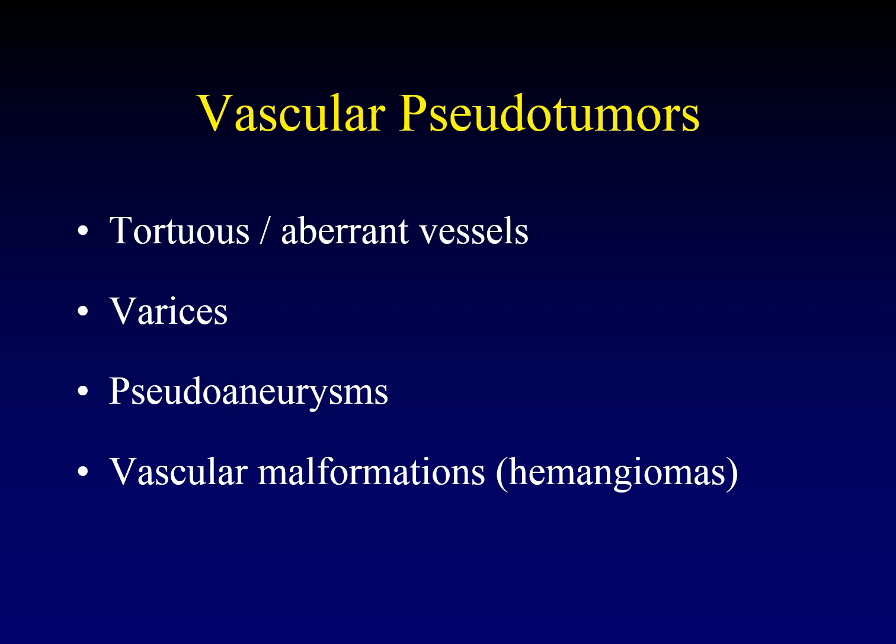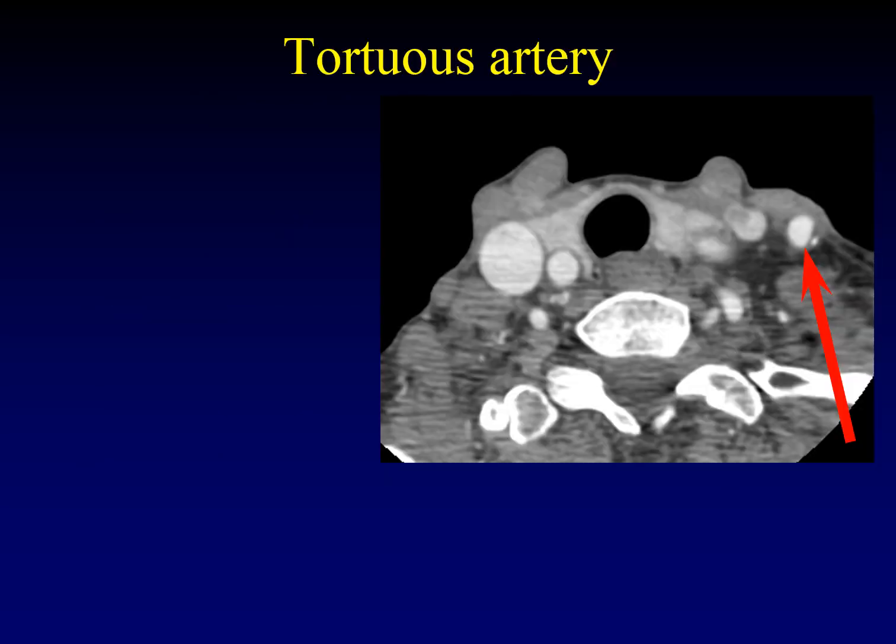Pseudoaneurysms often present as pulsatile masses, and vascular malformations, remember that low-flow venous malformations is the proper term, but everyone still calls them hemangiomas, also present as masses. This could be a confusing appearance both clinically and radiologically.